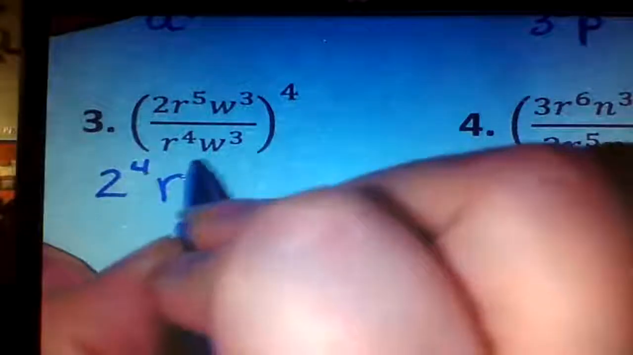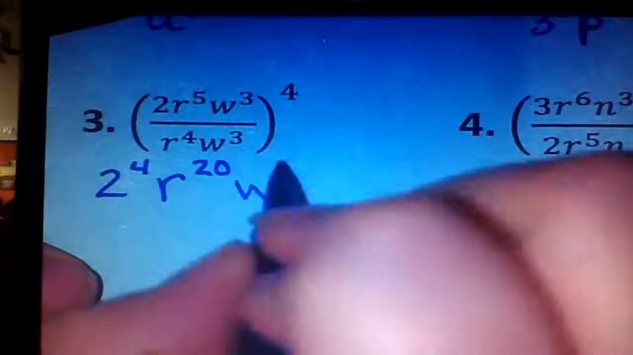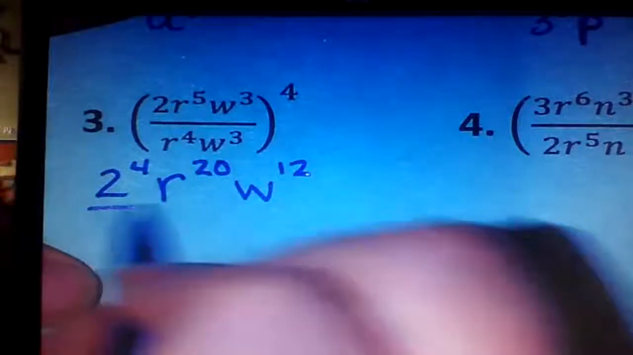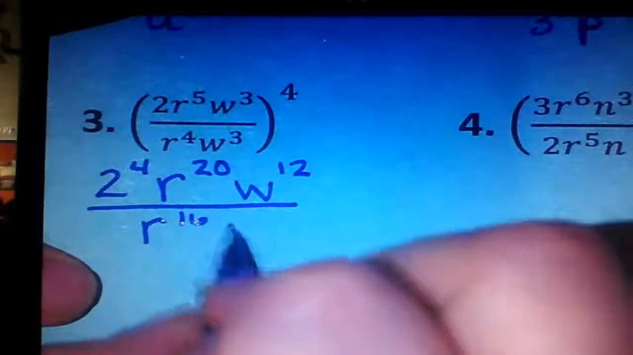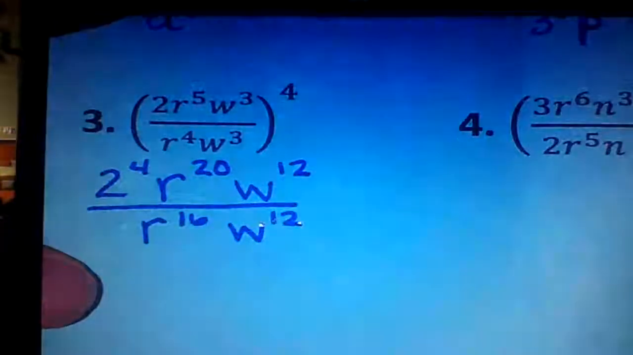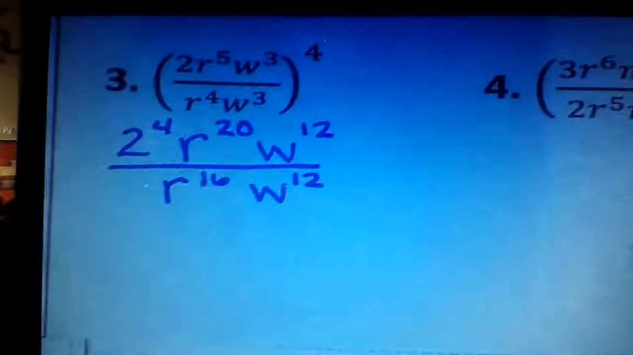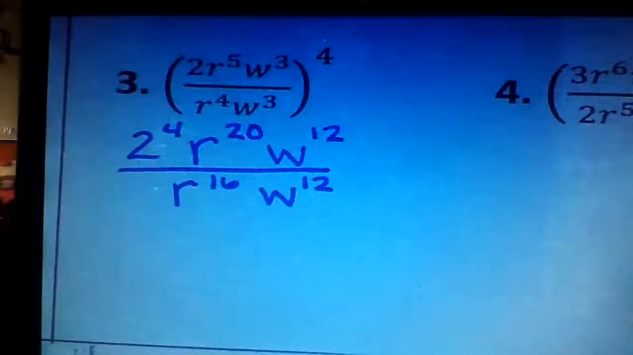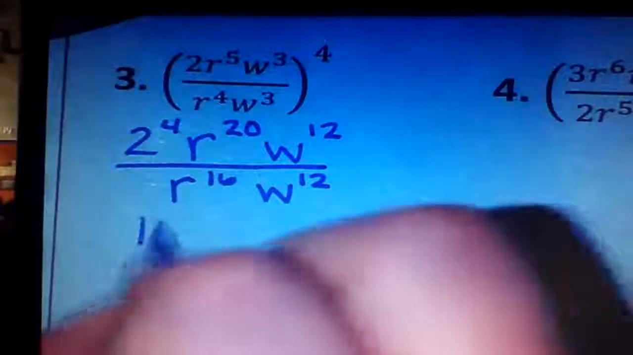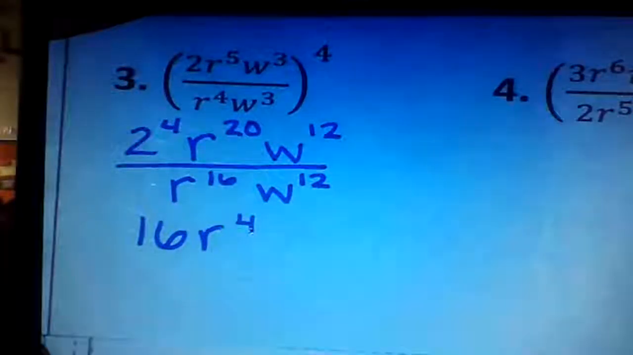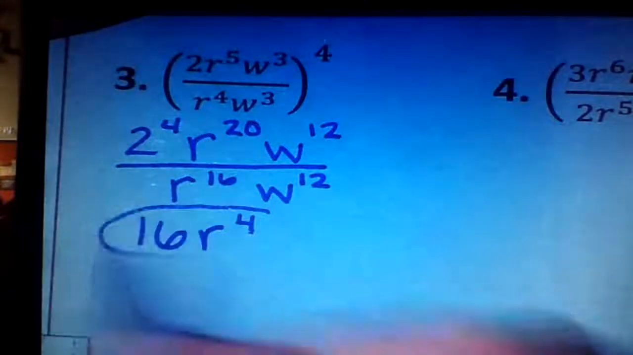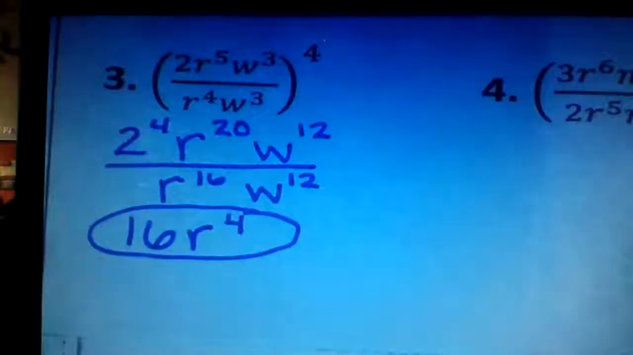2 to the 4th, r to the 20th, w to the 12th, over r to the 16th, w to the 12th. So what's 2 to the 4th? 16. R to the 4th. And my w's will cancel out. So that'll be 16 r to the 4th already.